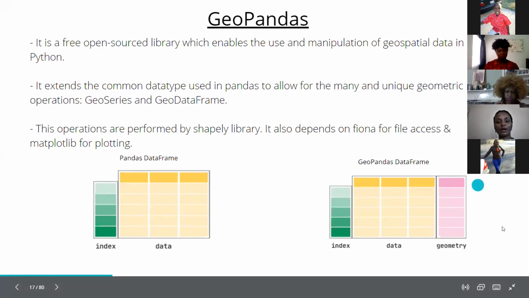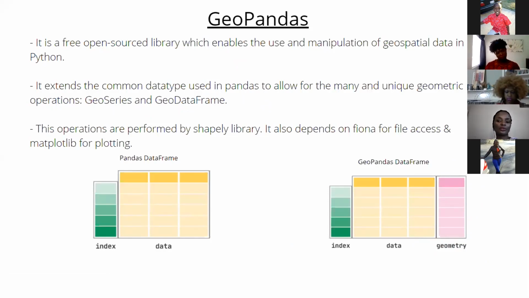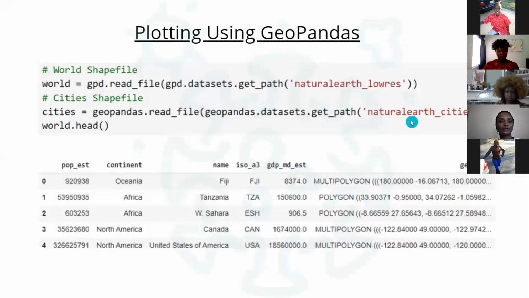You can see that for a geopandas data frame, you have to have the column for geometry, and this is the coordinate system, the latitude and the longitude, that you're able to map the data that you have. So if you have the map of Kenya, you must have the latitude and the longitude so that you can be able to visualize that on a map.